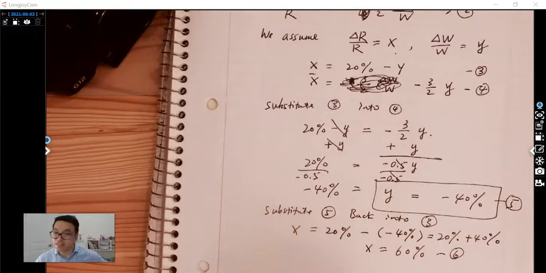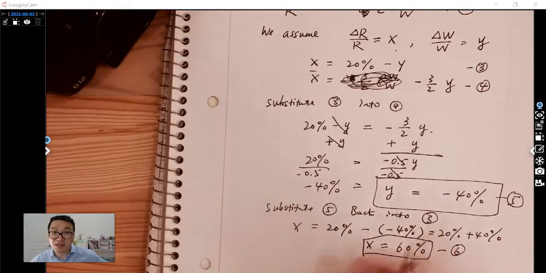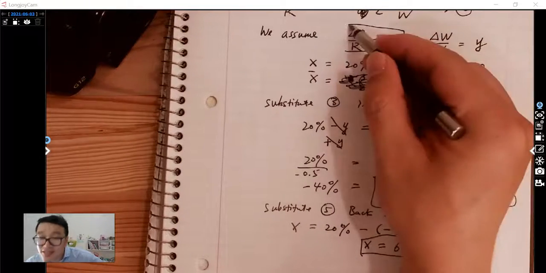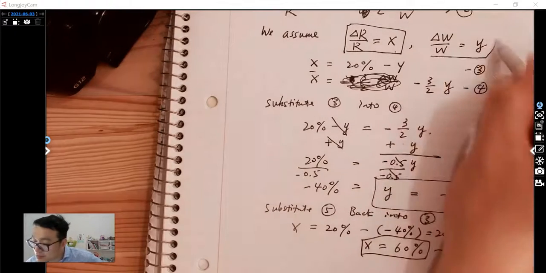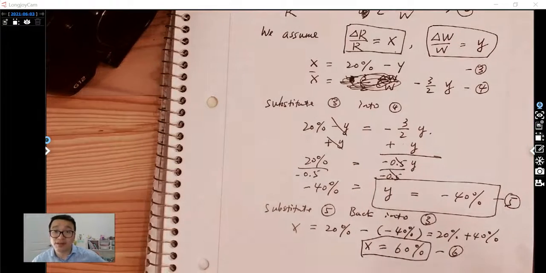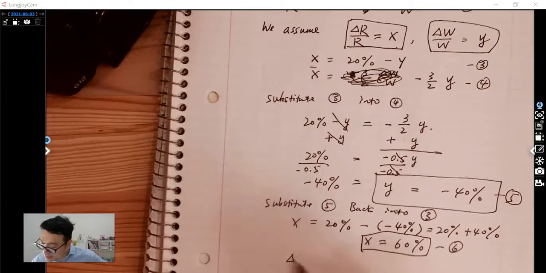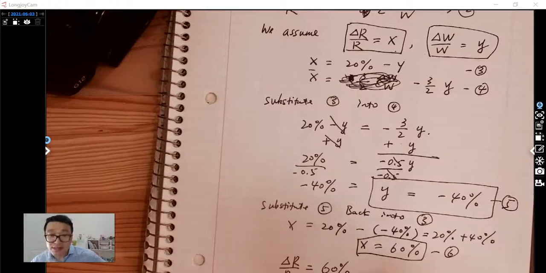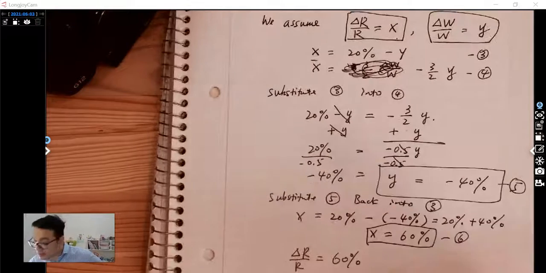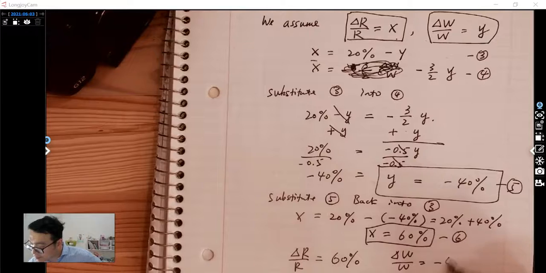Finally, we solve both X and Y. And what about X and Y? We assume X is the percentage change in rental, and Y is the percentage change in wage rate. So basically, finally, we got delta R over R equals 60%. Okay, and finally, delta W over W equals negative 40%.